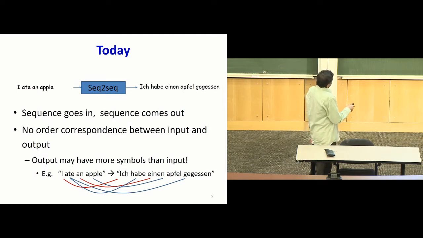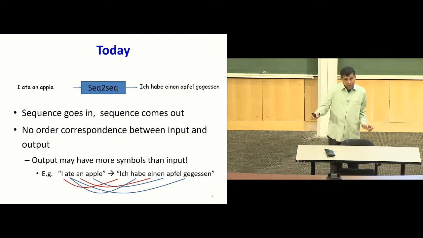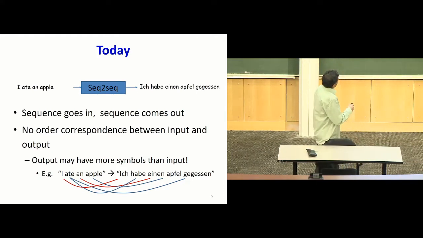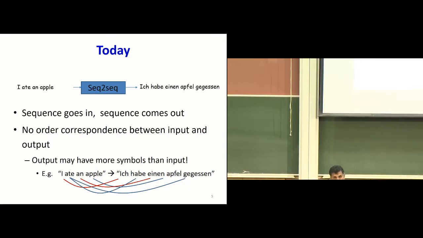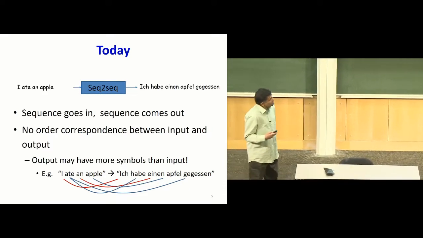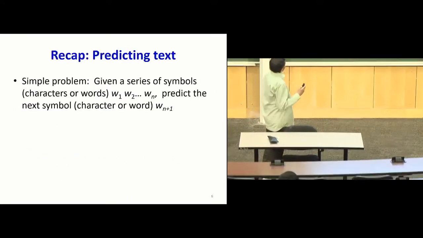This word 8 actually becomes two words, "habe gegessen," in the output, and these two words are split with many other symbols occurring in between. So the notion of correspondence completely breaks down. So how would we actually model this kind of sequence-to-sequence conversion?